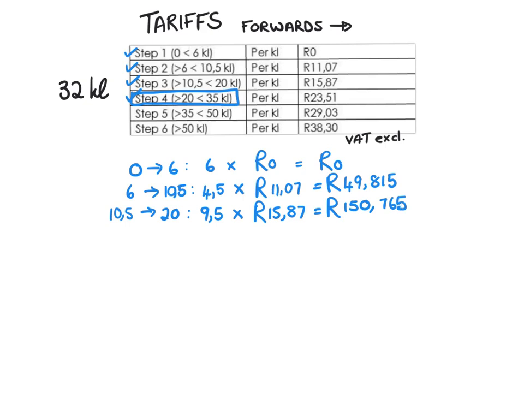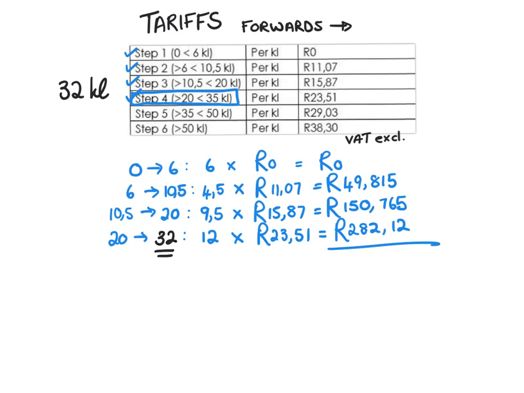Now be careful when you get to step 4. Although the step goes all the way to 35, you are only using 32 kiloliters. So it goes from 20 to 32. Don't accidentally write 35 here. That is only 12 kiloliters at a rate of 23 Rand 51, giving us a total of 282 and 12 cents. For a change, there are only 2 decimal places. When I add all of this up, I get a total of 482 Rand and 70 cents.